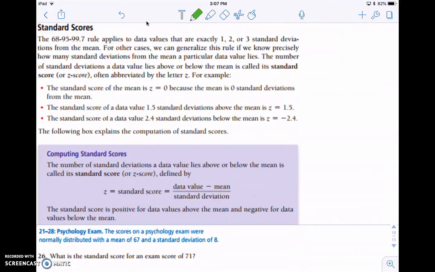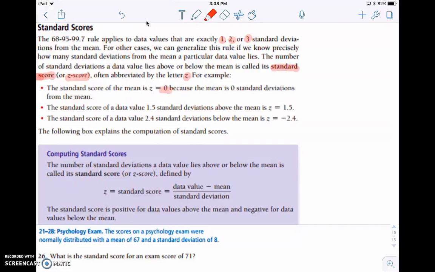Okay, the next thing we're going to talk about is what are called standard scores. And these scores are really helpful. They're also known as the z-score, because again, remember that the 68, 95, 99.7 applies to values that are exactly 1, 2, and 3 standard deviations above the mean. For other cases, we can generalize this rule if we know precisely how many standard deviations a particular point is away from the mean. So the number of standard deviations the data value lies above or below the mean is called the standard score, or a z-score, often just abbreviated by the letter z.